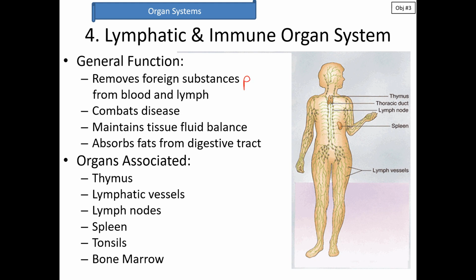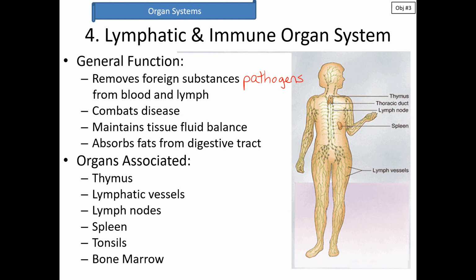So pathogens, okay, that they're kind of the bad guys. So the job of the lymphatic and immune is to get rid of them, get them out of the body, from either the blood or the lymph. The lymph is the fluid that's found in the lymphatic vessels. If you look, everything in green over here in the picture, that's part of your lymphatic system. So it is literally all throughout your body.